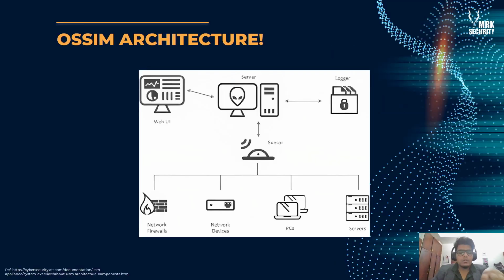So here is one pictorial representation of this architecture. These are the endpoint devices 1, 2, 3, and 4. We are using four different endpoint devices: firewall, network devices, PCs, and the servers. All these devices send logs toward the sensor. Then the sensor forwards those logs to the server. So the server does not directly take the logs from the endpoints; the sensor gets them and transfers them to the server.